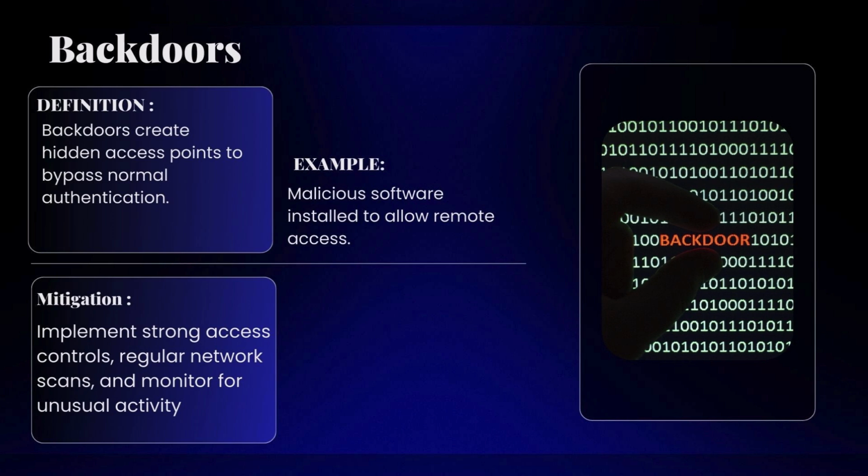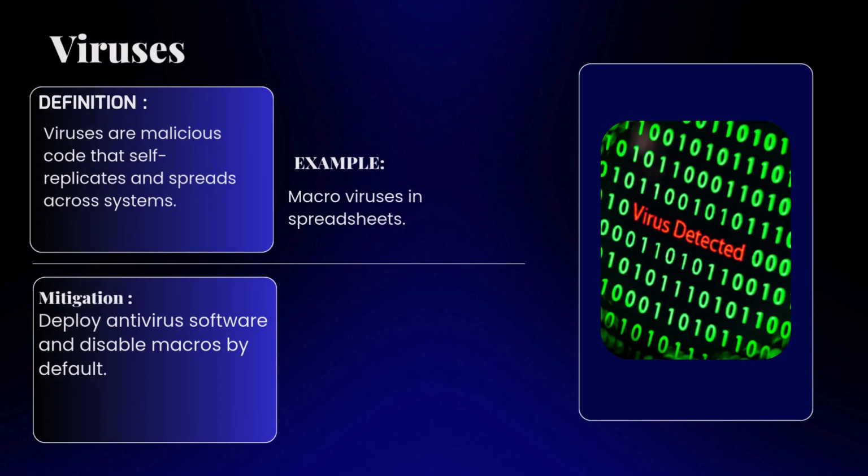Backdoors create hidden access points to bypass normal authentication. Example: malicious software installed to allow remote access. Mitigation. Implement strong access controls, regular network scans, and monitor for unusual activity.